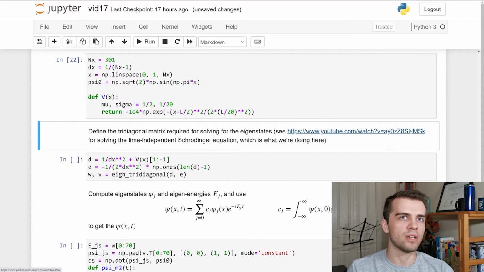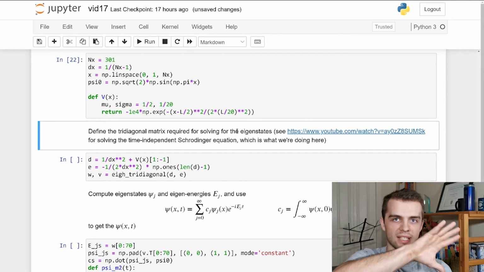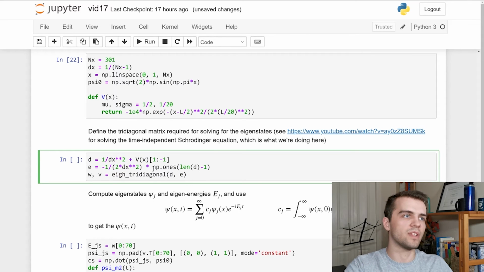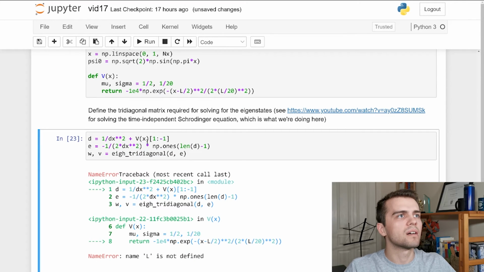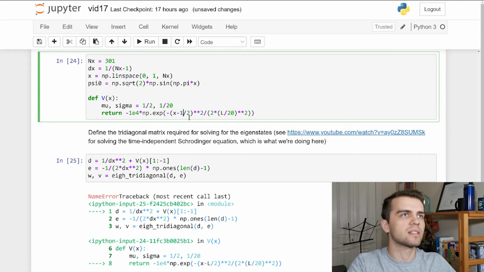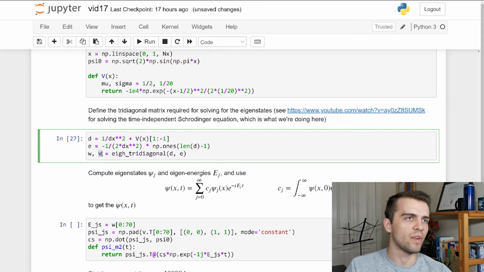Again, I put a link to my YouTube video here where I go over this problem, the time independent Schrodinger equation. And that essentially involves solving a matrix equation, a tridiagonal matrix equation, and it's an eigenvalue equation. And so I do that here in these 3 lines, but I have an entire video on that, of course. But I need to make sure that this is not L, this should be 1, since L is equal to 1.